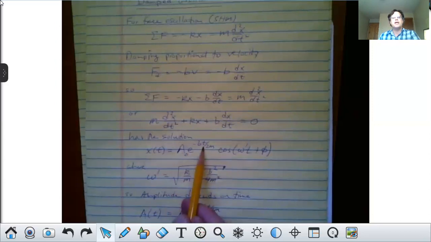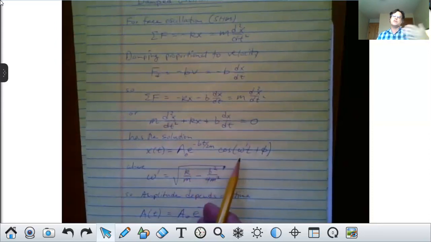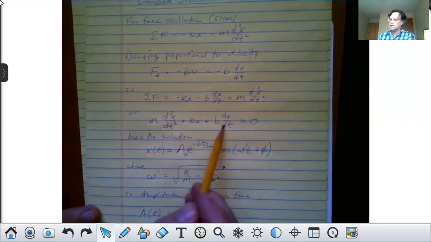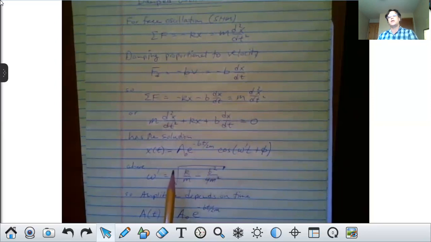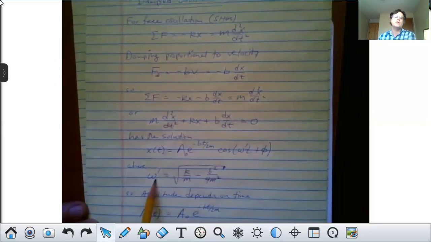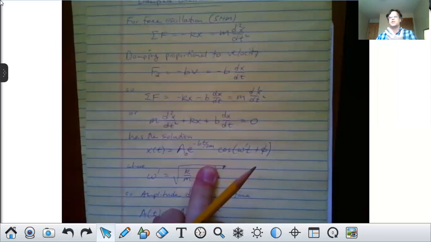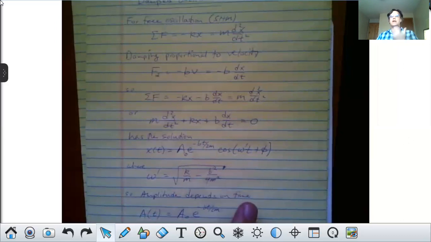You've got an amplitude that decays away exponentially as a function of time, depending on your b and your mass. You've got a cosine, an oscillation. Well, it might make sense that your frequency changes a little bit. It might actually lower as you have more damping. And in fact, if you plug this equation in, you can show, similar to what we did for the free oscillation, that your new angular frequency is the square root of k over m minus b squared over 4m squared. If b is 0, it just gives you the square root of k over m, our original free angular frequency for that free oscillation.